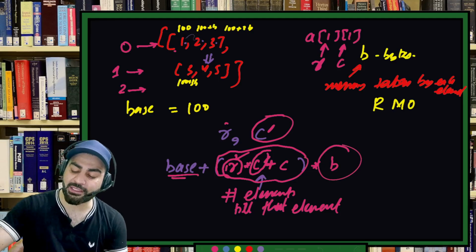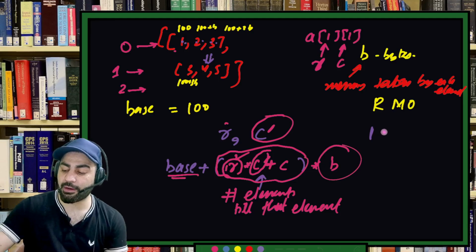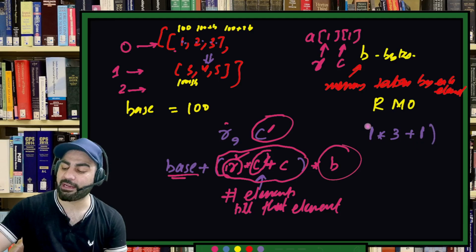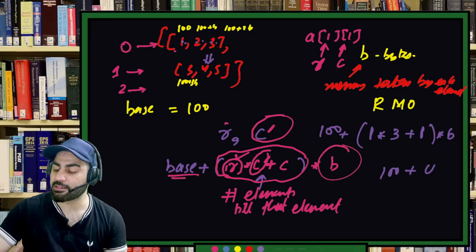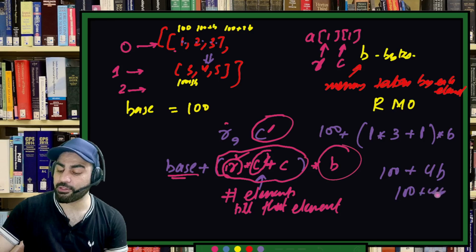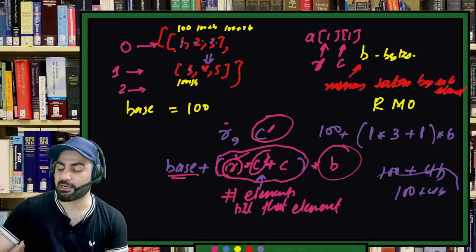Okay, so how many elements are there? 1, 2, 3. The number of rows previously is 1, multiplied by each row containing 3 elements, plus before that we have 1 element. The number of bytes, let's suppose, is B, and the base address is some 100. So 100 plus 3 plus 1 is 4, so plus 4B bytes. This is, let's suppose, 100 plus 4B. If you see, we'll reach here: 100, 1B, 2B, 3B and 4B. So this is what the address is.